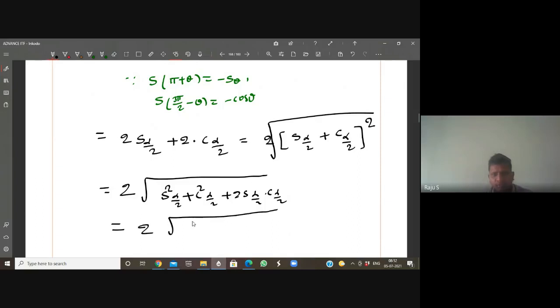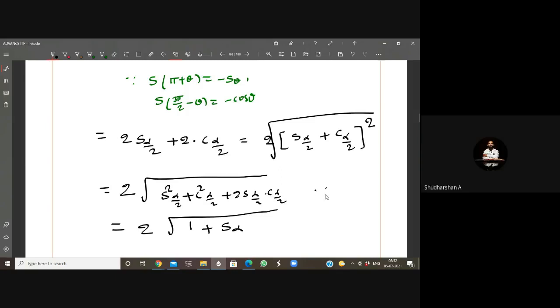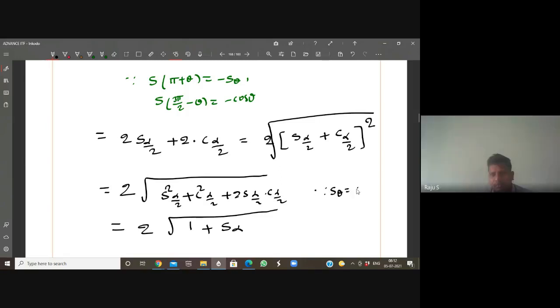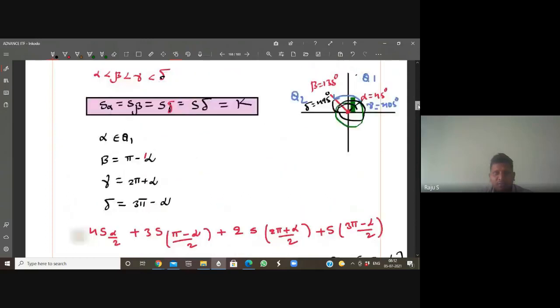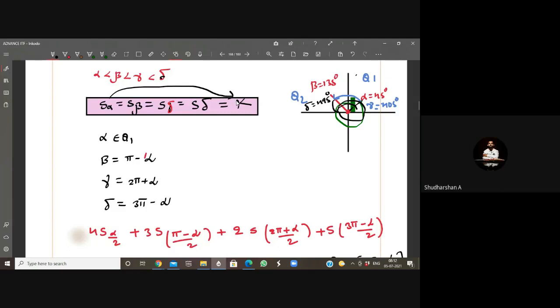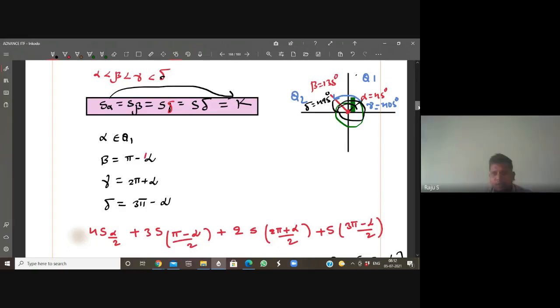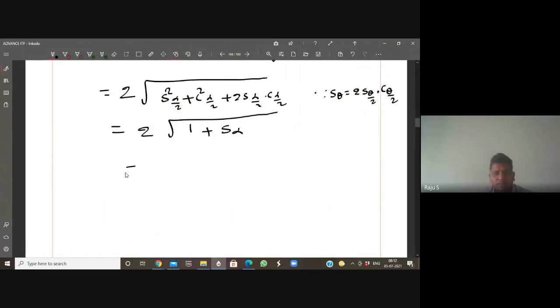What about this value? 1 plus, shall I write this as sine alpha? Students, shall I write this as sine alpha? Yes, since sine theta is equal to 2 sine theta by 2 cos theta by 2. Since we know sine alpha is equal to k, shall I replace sine alpha by k? So finally the answer is 1 plus k. Is it okay?